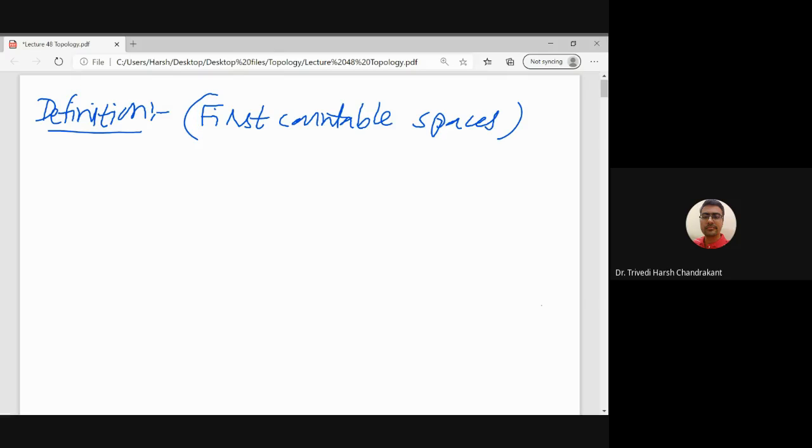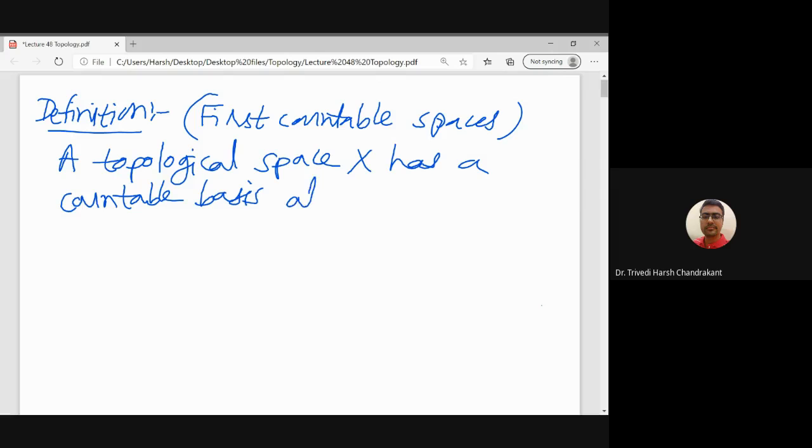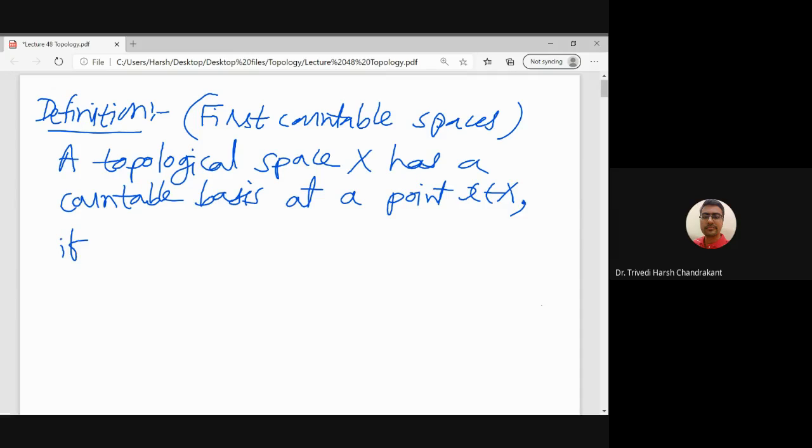In a similar way, we have countability axioms for topological spaces. So the first kind of space is the first countable space. That is a topological space X that has a countable basis at a point x in capital X. So capital X is a topological space and small x is a point of capital X.